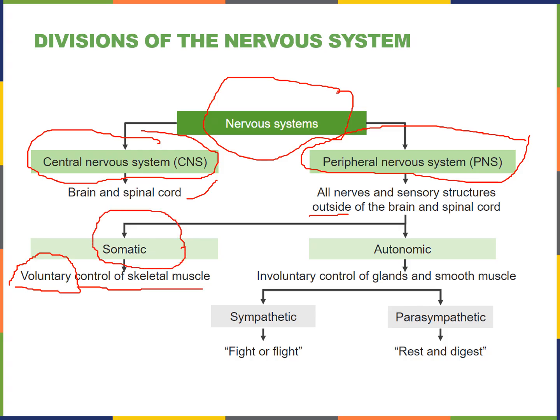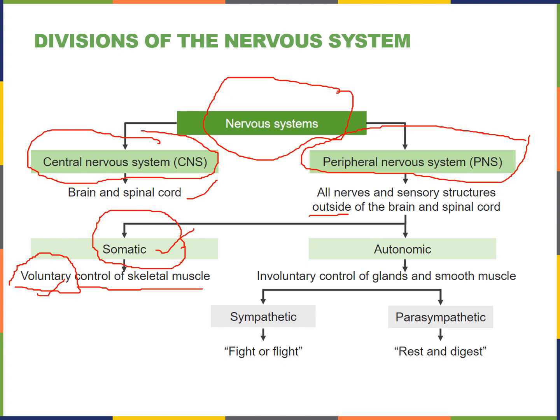So please pay attention to the words. We can use the word divisions sometimes when we're talking about the nervous system. Sometimes we can use the word regions. Sometimes we can use the word lobes, and they don't mean the same thing. So these are broad divisions for the nervous system. So the somatic division of the nervous system is voluntary.